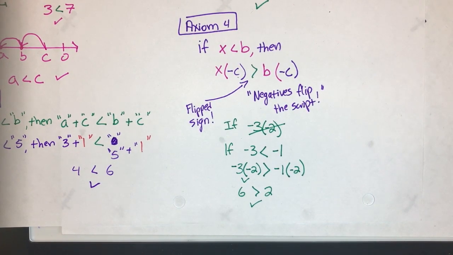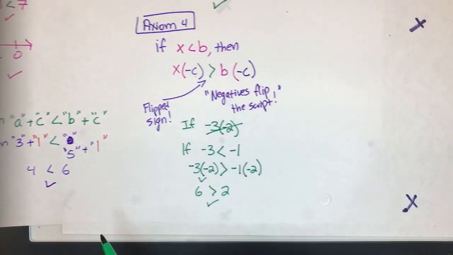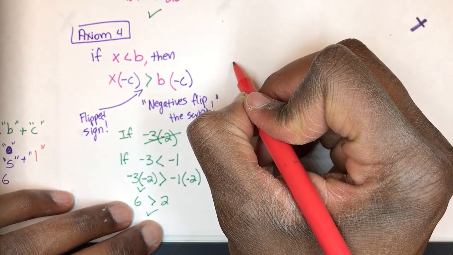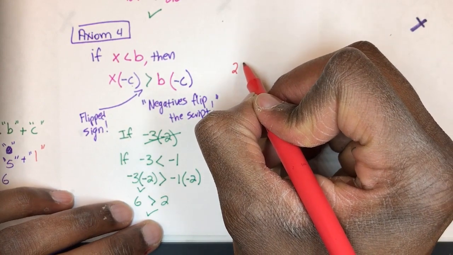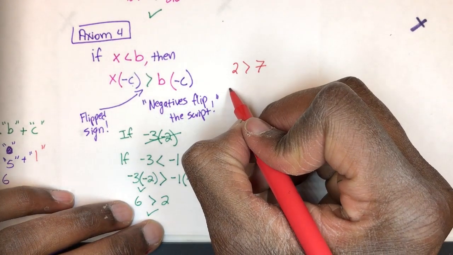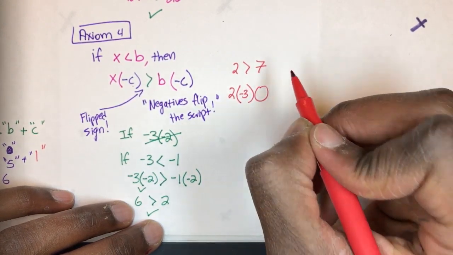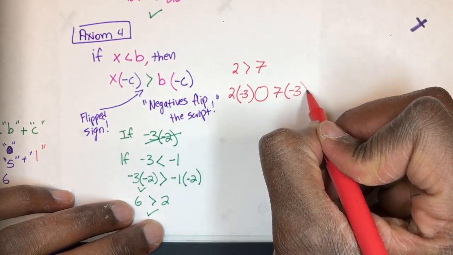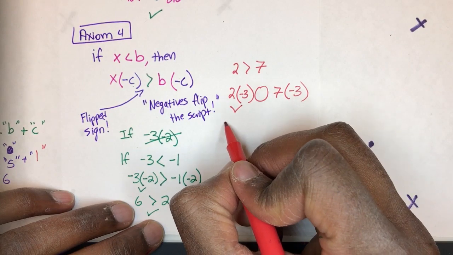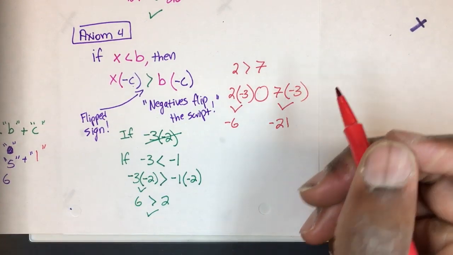Negatives flip the script. You don't even have to memorize the fact that the negatives flip the script. If you just thought to yourself logically, when you see this happen, if some number, like let's say, I don't know, 2, is less than some other number, I don't know, 7, right? And you multiplied them by the same negative number, let's see what happens. 2 times -3, 7 times -3. You'd get 2 times -3, which is -6, and you'd get 7 times -3, which is -21. And is it true?